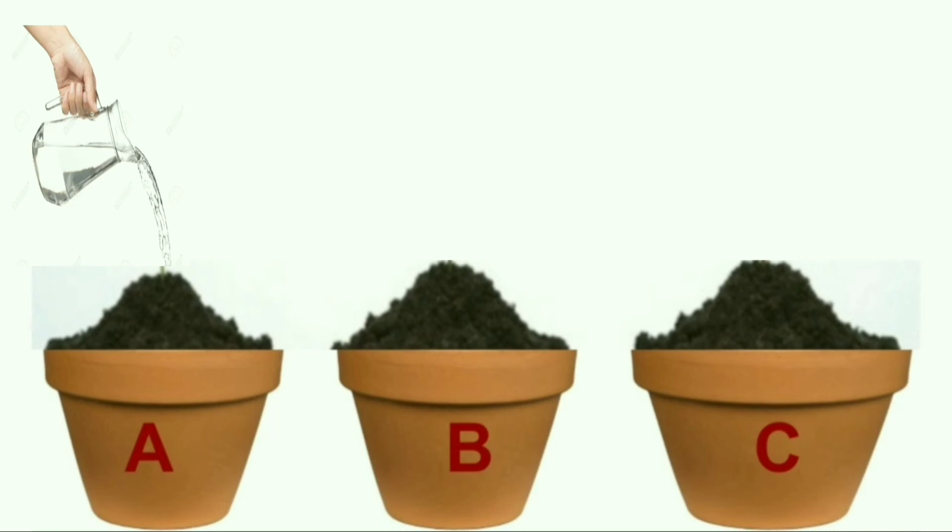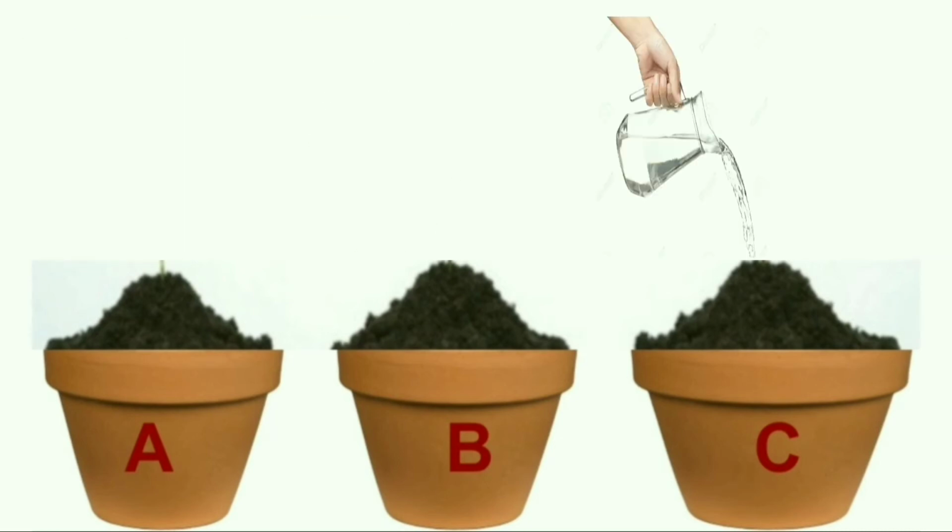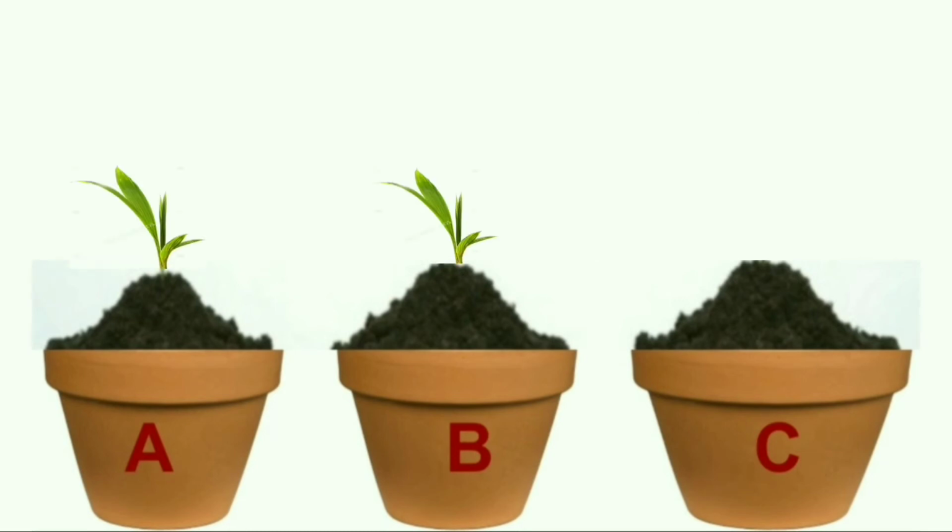Now pour the same amount of water to all the plants. After this, plant the seedlings in all of them. Now keep them in a safe place and water them daily. After 7 to 10 days, observe the growth of the plant in each pot.